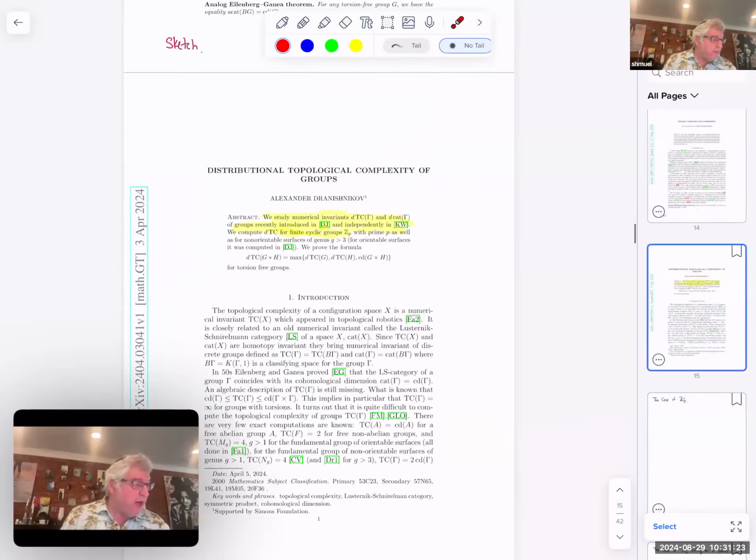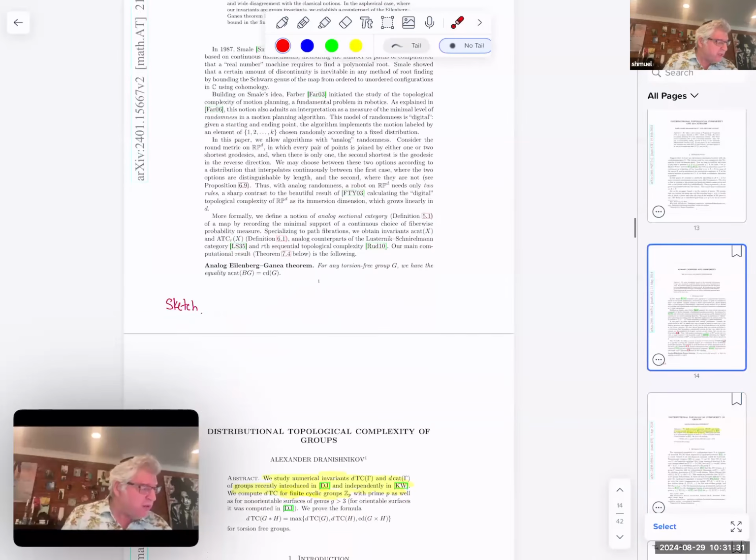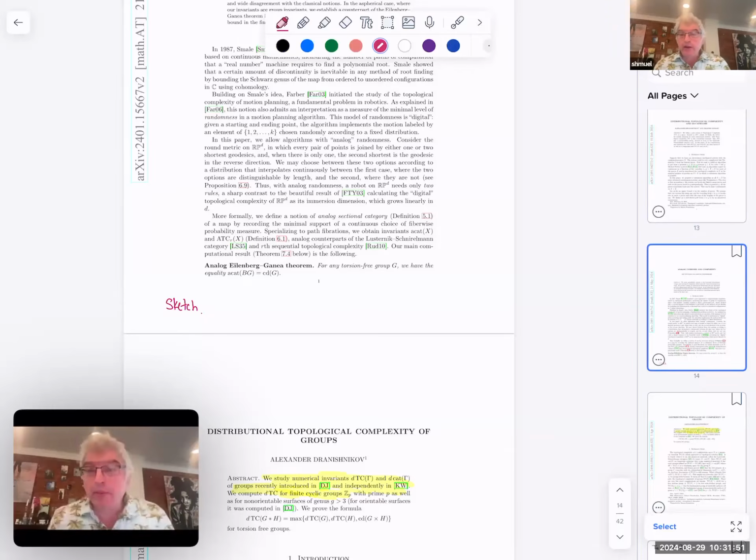Okay. So Sasha wrote a paper recently. Let me just see. Here I have this note to myself to sketch: for any torsion-free group, the analog complexity of BG is the same as the cohomological dimension of BG. So I will follow my notes, so to speak.